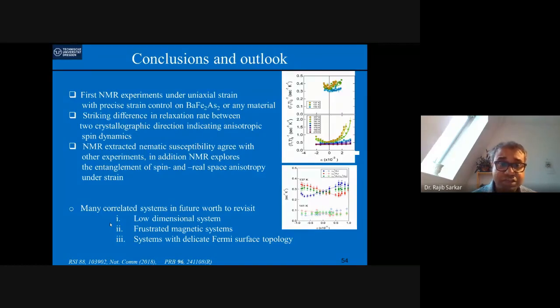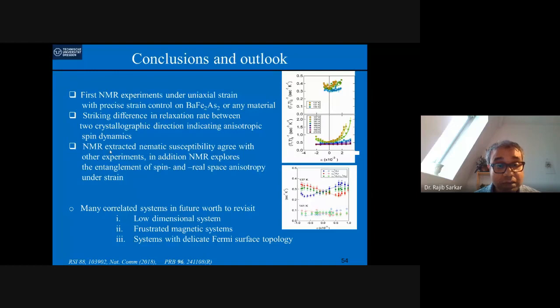that NMR essentially gives you the information about, and this is actually the first NMR experiment, or any NMR experiment, under uniaxial strain that we have done in California. Now we are trying to implement these things in Dresden also, and we will do it not only for nuclear magnetic resonance but also for muon spin rotation. This we have already developed in Dresden, and slowly things will come up, and for sure you can do many interesting physics. And the striking difference, as I told you, is the relaxation rate between the two crystallographic directions. That indicates you have an anisotropic spin dynamics.